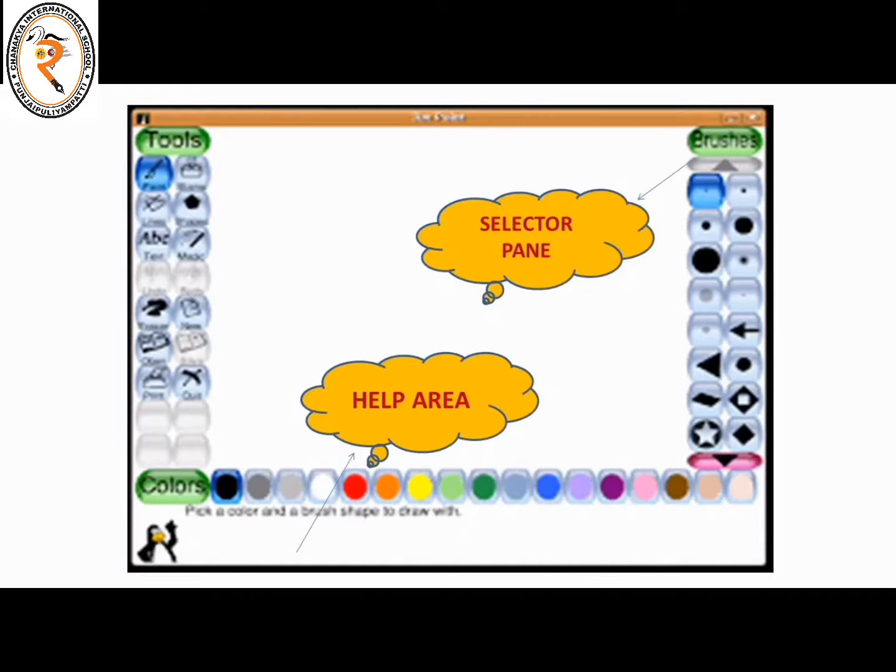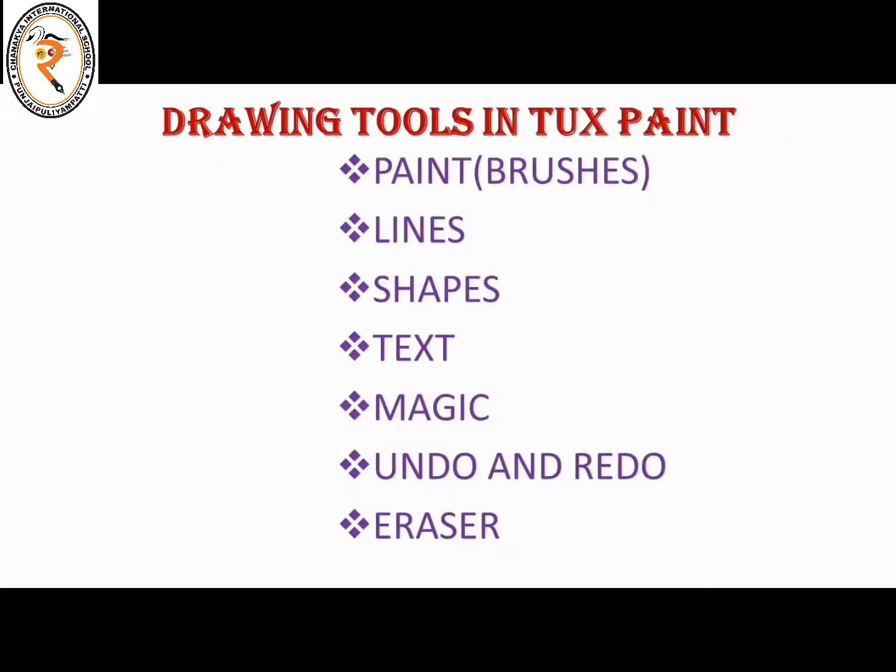The left side toolbar is called the selector pane, and at the bottom of the screen you have a plain area. That area is called the help area. You can see a penguin in it. If we have a problem, if we type whatever problem or help we need, you will get a description about the issue. That is called the help area.